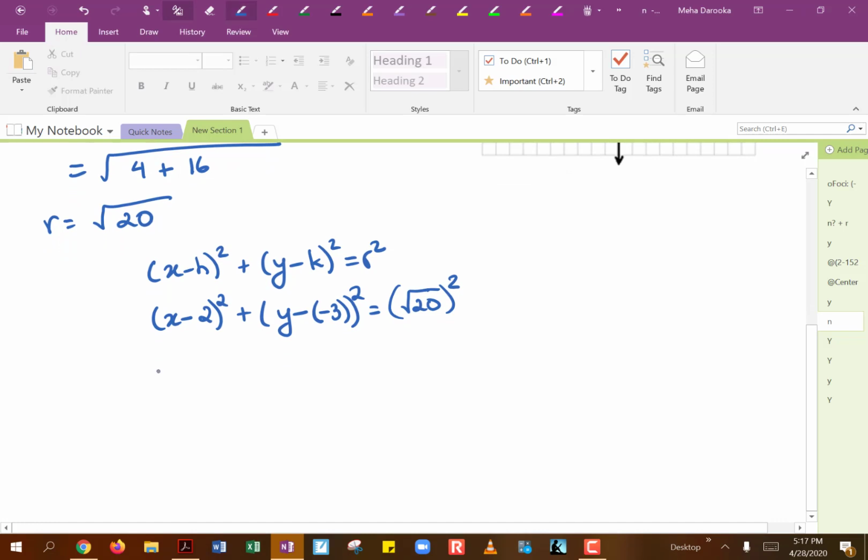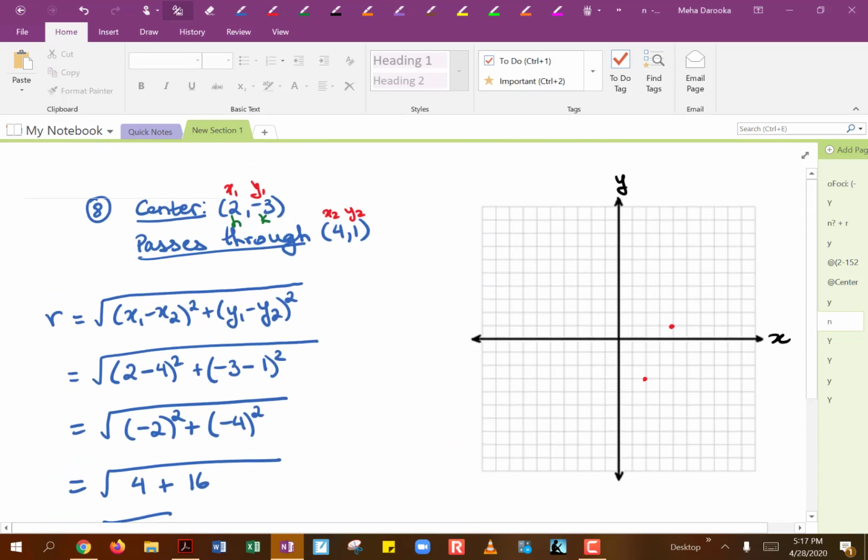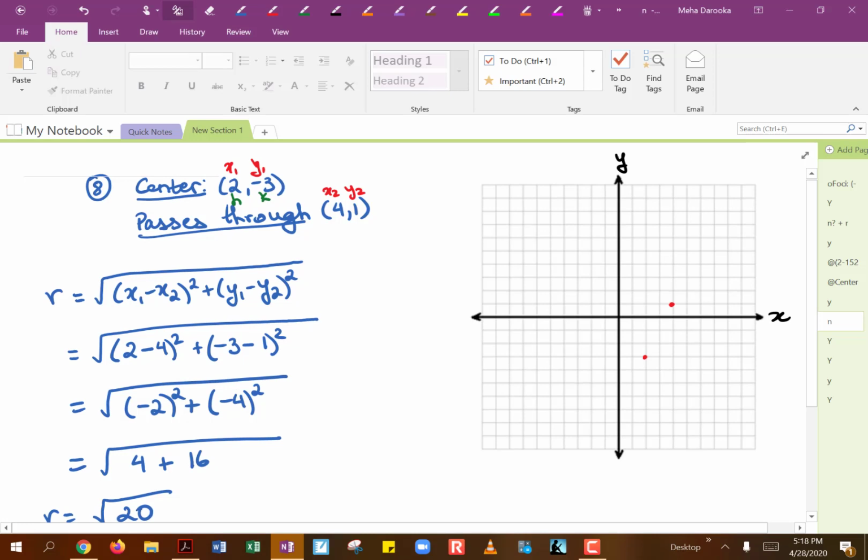So you will have x minus 2 squared from that first part here. We have y minus negative 3, so the 2 negatives will become positive, giving us y plus 3 squared, and then of course our square and square root on the right hand side will cancel each other out, giving us 20. So x minus 2 squared plus y plus 3 quantity squared equals 20 is going to be the equation of our circle that is centered at 2, negative 3 and passes through the point 4, 1.